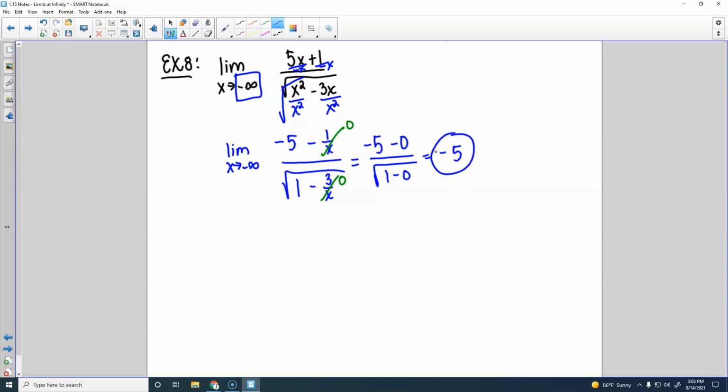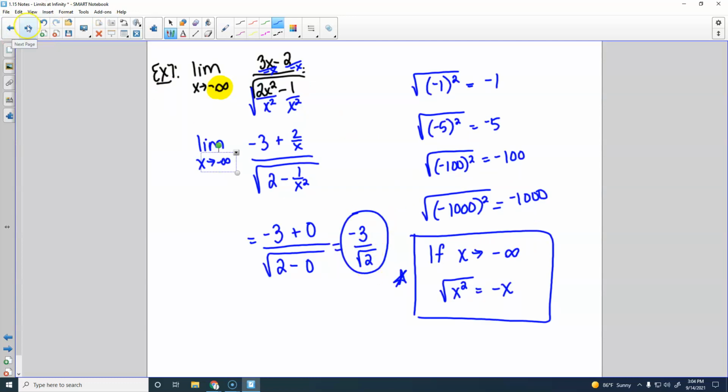Why isn't it 5 over the root? It is 5 over the root of 1, but what is the square root of 1? It's 1. So you're doing negative 5 over 1. I don't think it should have went away.